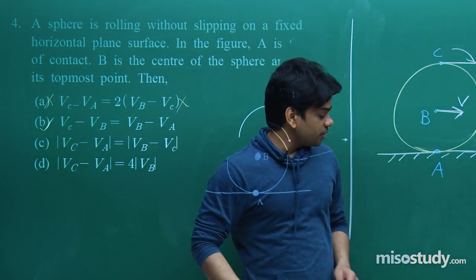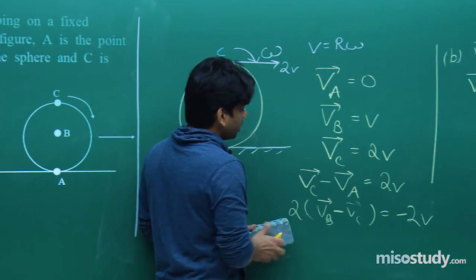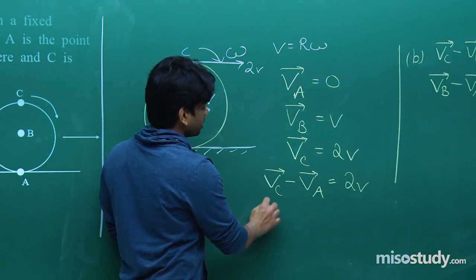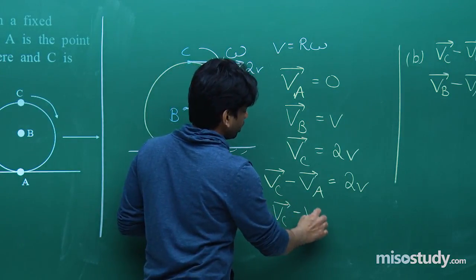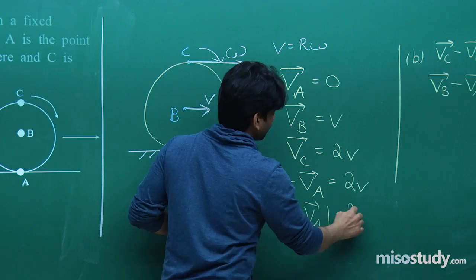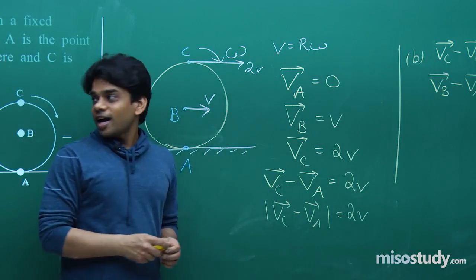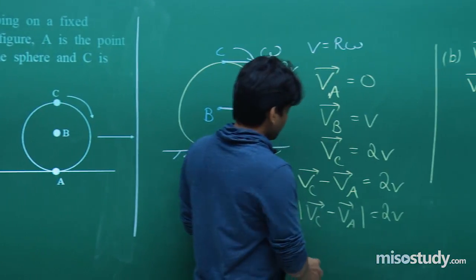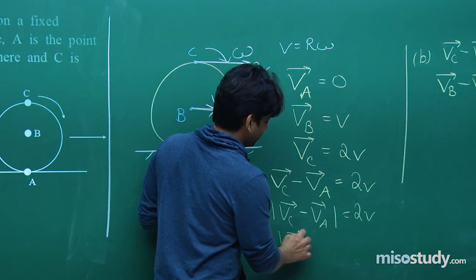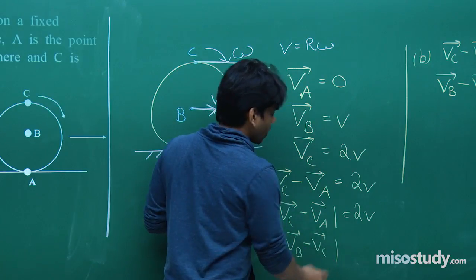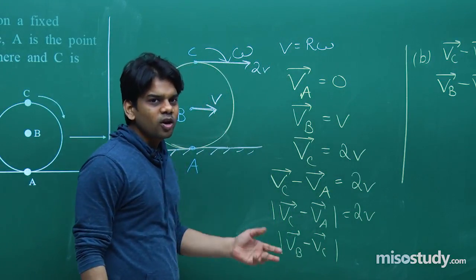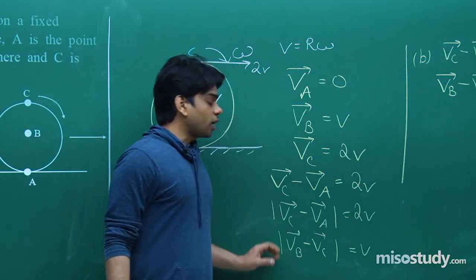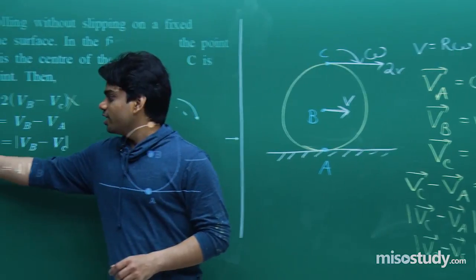Modulus of Vc minus Va. If you do here, you have Vc minus Va equals this. Its modulus will turn out to be, no need to worry about the direction, only magnitude, 2v. And we have modulus of Vb minus Vc. Modulus of Vb minus Vc will turn out to be v. In vectorial form it will be minus v, but in magnitude it will be v.